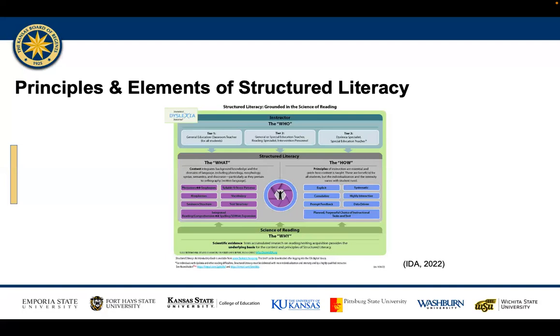This entails specific routines and consistent academic vocabulary through a designated scope and sequence. Third, structured literacy instruction is cumulative. This means teaching easier skills first and building on those skills to teach more complex ones. It is important to note that skills should be taught to mastery before moving on.